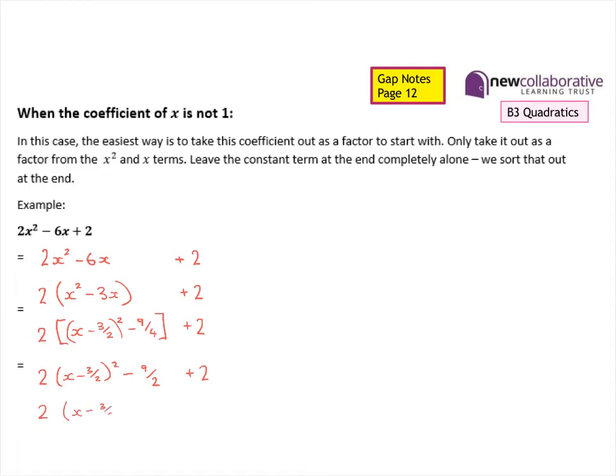And so we end up with 2 multiplied by x minus 3 over 2 squared, and take away 5 over 2. So we get the same answer, it's just a slightly different approach.